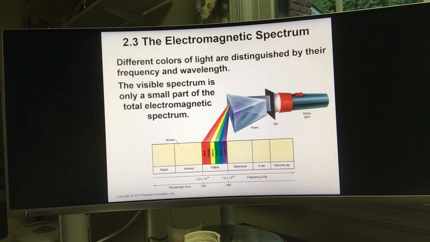So if you take a look at this spectrum here, for radio wave, from here to here the frequency is getting bigger, and from here to here the wavelength is getting bigger. So radio wave has the longest wavelength and the lowest frequency. On the other hand, the gamma ray has the highest frequency but the shortest wavelength. When we talk about frequency, we use higher frequency or lower frequency. When we talk about wavelength, we use shorter wavelength or longer wavelength to describe it.